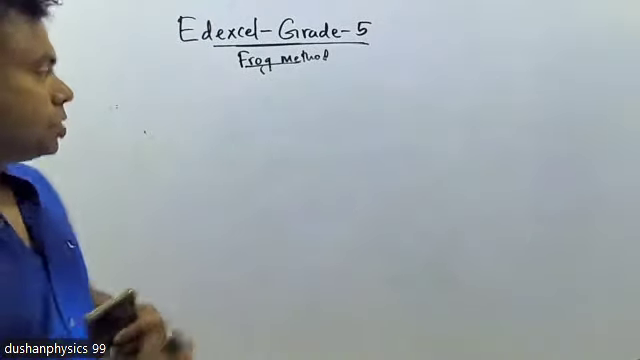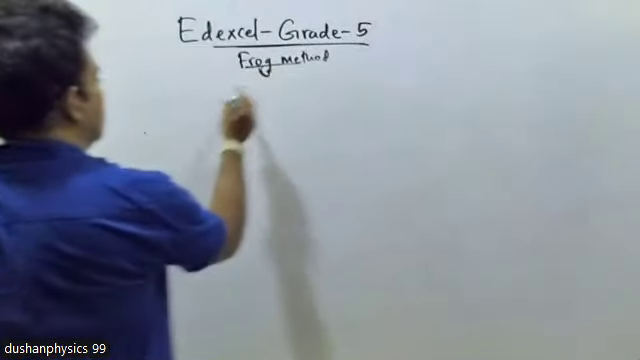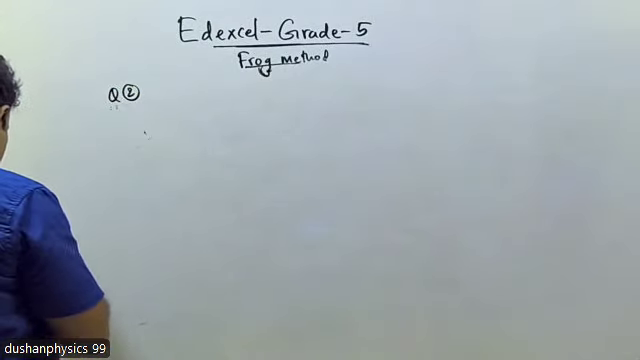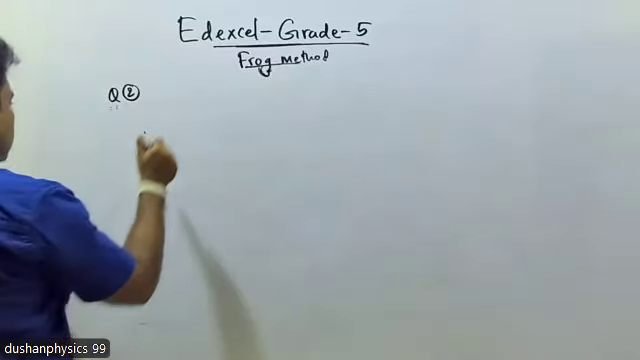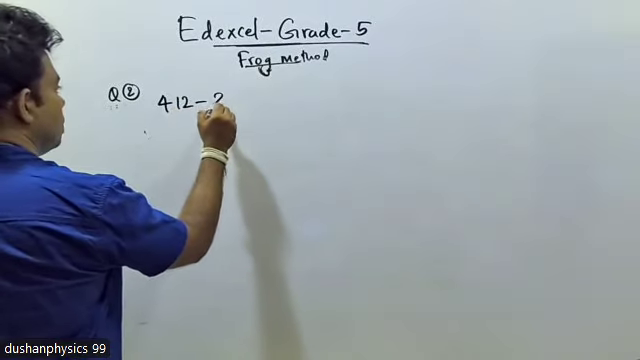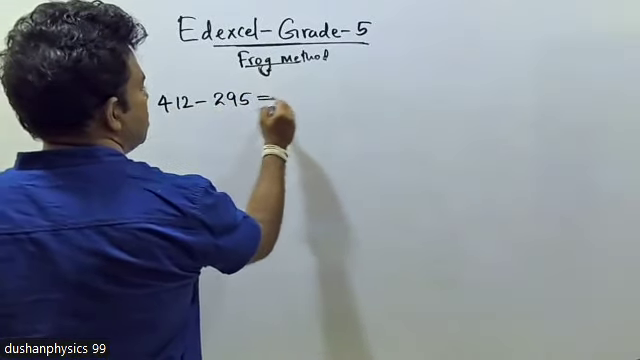Right, second question. Question number 2. The next question is 412 minus 295. The same thing, students, right?